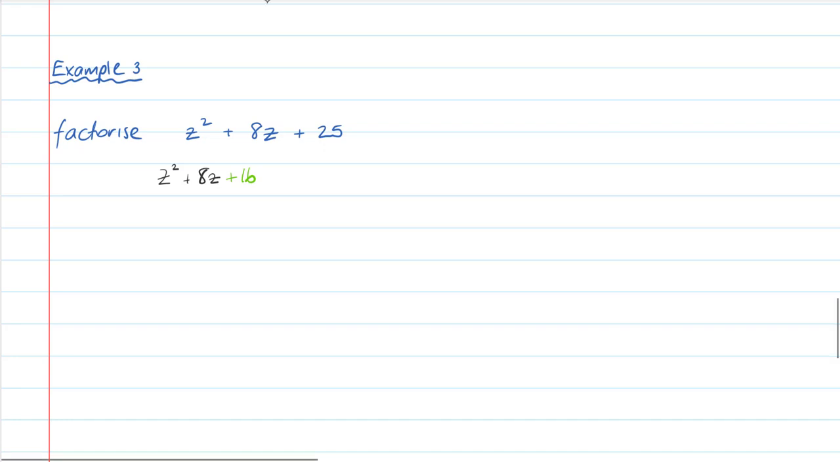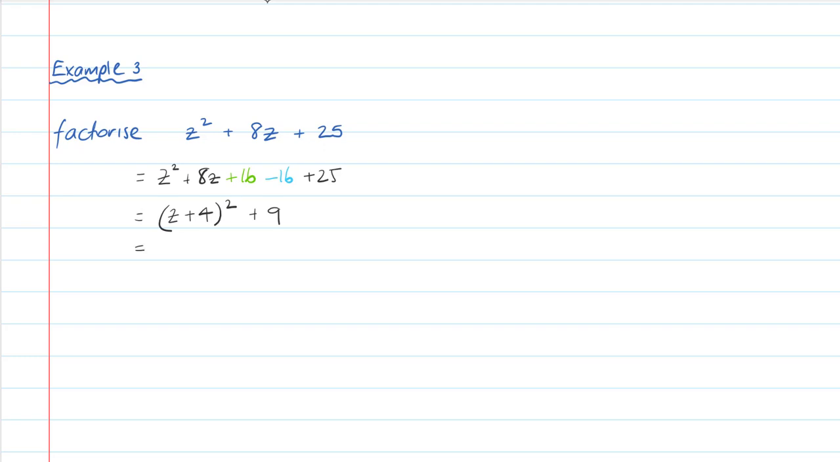Then I get minus 16, which gives me the same equation. And then I get my plus 25 on the end. Now I can factorise this first bit. And that first bit gives me z plus 4 all squared. And then the second bit gives me plus 9. So I've partially factorised there. But I want to fully factorise this, and this is where it gets a little bit trickier to think about.